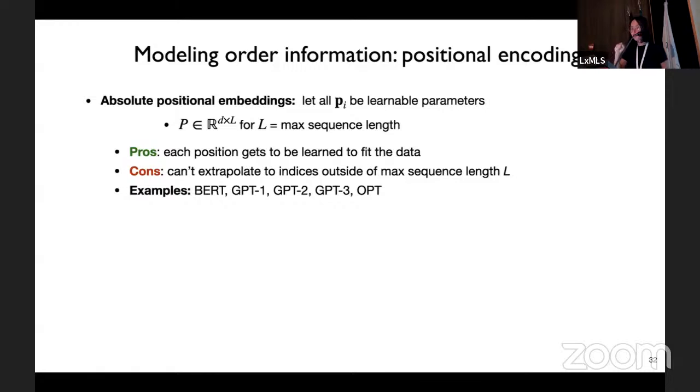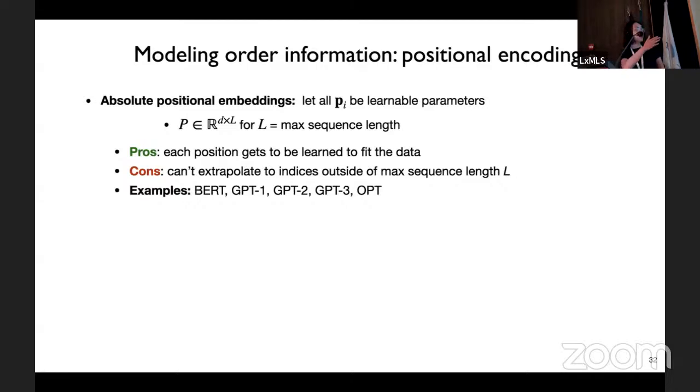That means that if L is 2048, you can learn P0 to P2047 from the training data. But if you want to use this model for longer sequences during inference time, you don't really have the embedding for 2048, for example. So that means that you cannot extrapolate to the indices that are outside of the max sequence length. But it has been a very popular design choice.